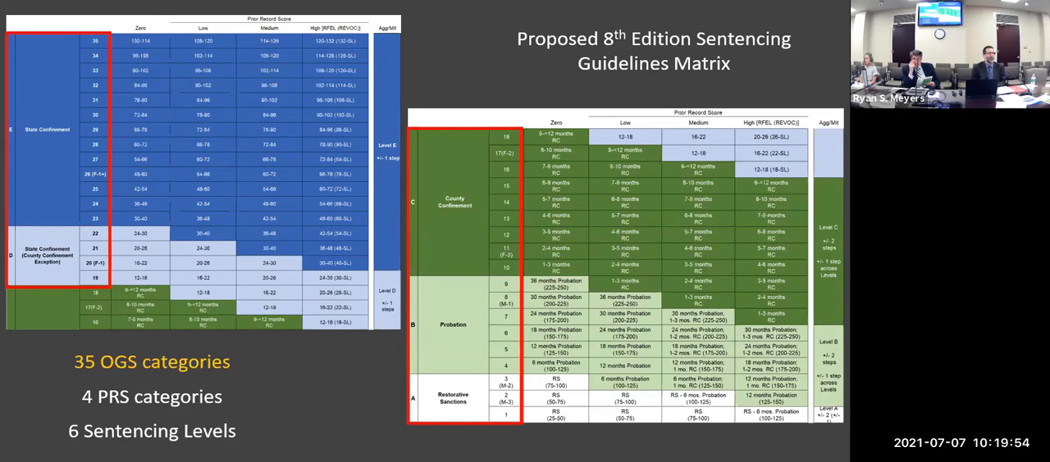This figure is the handout, but since it's so big, I split it in 2. We have 6 sentencing levels, from level A being restorative sanctions. And as Mark mentioned, we have a refined set of levels for probation. We'll get into specifics about the actual matrix and the intersection of OGS and PRS later in today's presentations. But this then goes all the way up to state confinement. You can see there are a lot of OGS categories, an expanded set of categories, for these different levels in this proposal.